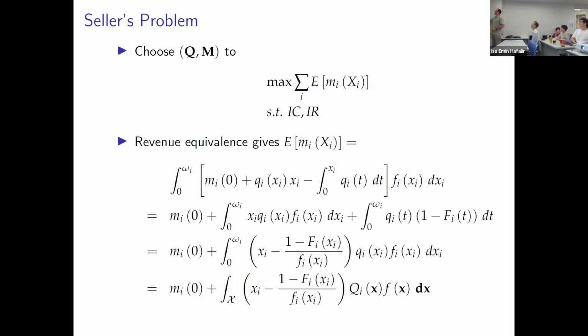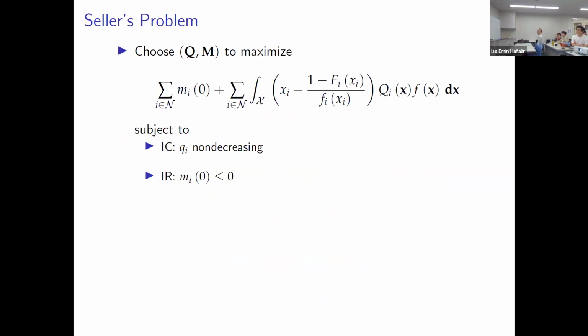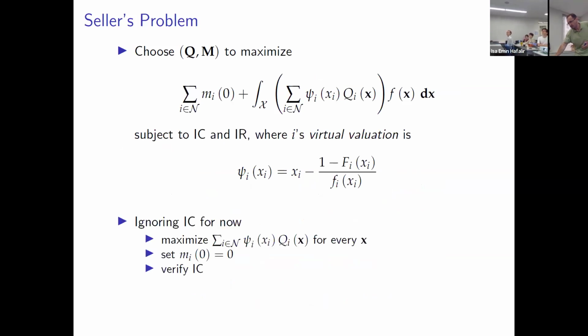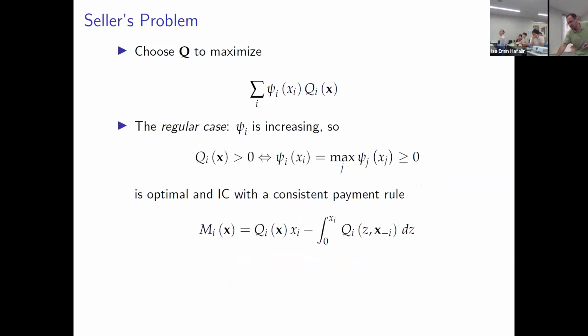Psi_i of x_i is strictly greater than the maximum of psi_j of x_j for all j not equal to i. So if I have the highest virtual value, I'm going to get the object. If I do not have a positive one, the maximum of this and 0, then I will not get allocated. So that's it. That's Myerson's optimal allocation, and the virtual valuation is there.